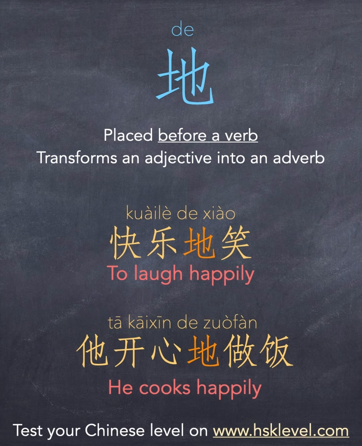The last de particle is this character that you may already know as 地 meaning earth. But when it is pronounced de, this character is placed before a verb and transforms an adjective into an adverb. 快乐 happy, 快乐地 happily, 快乐地笑 to laugh happily. 开心 happy, 开心地 happily, 他开心地做饭 he cooks happily.